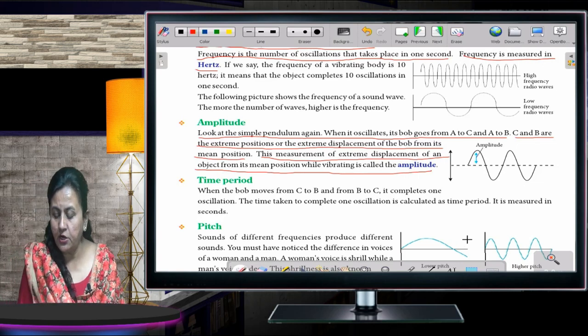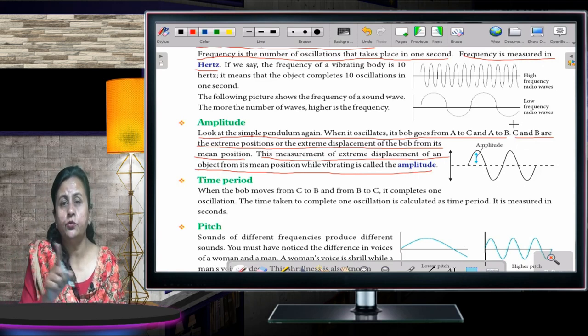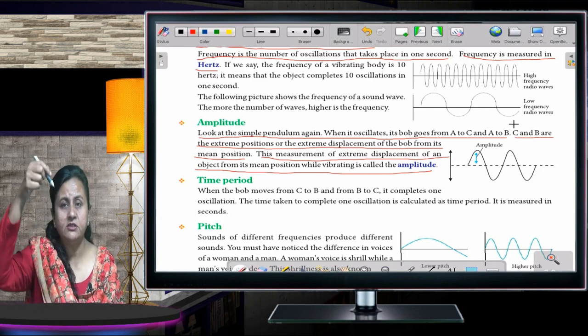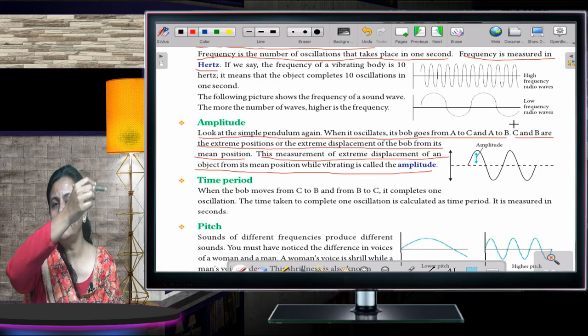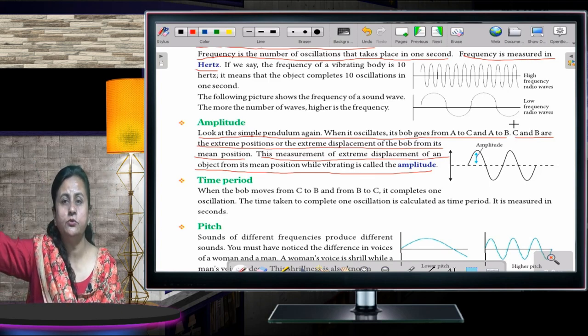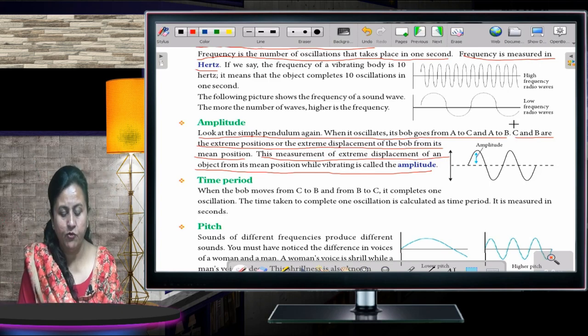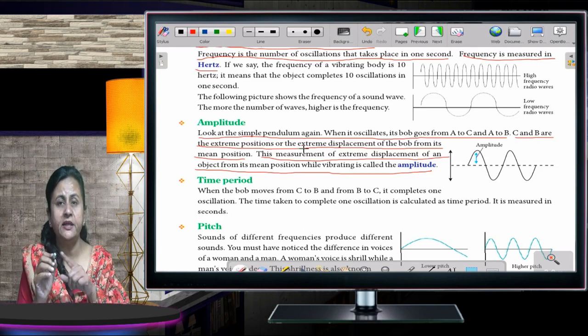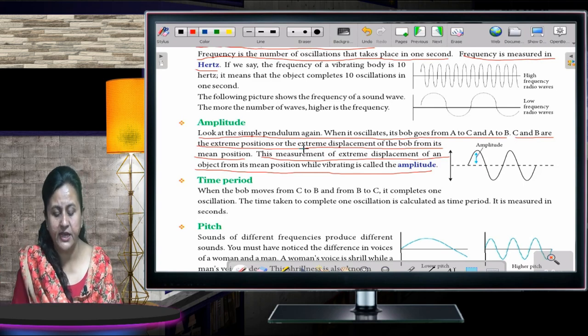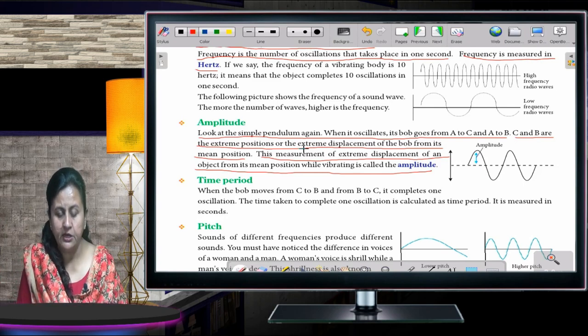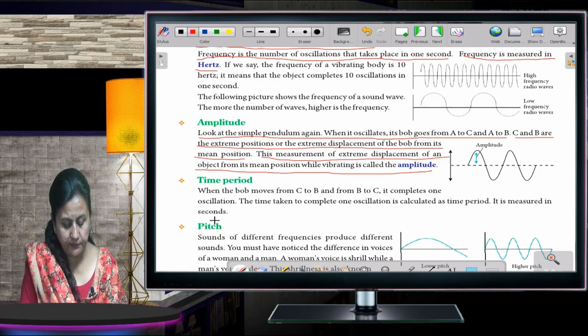I told you just now, when the bob is going to and fro, okay. The bob was at a stationary position, now it is going to B, then again coming back to A, then again going to C and coming back again to A. So, here the maximum displacement from its mean position here and there is known as amplitude. Fine. Now, what is time period?